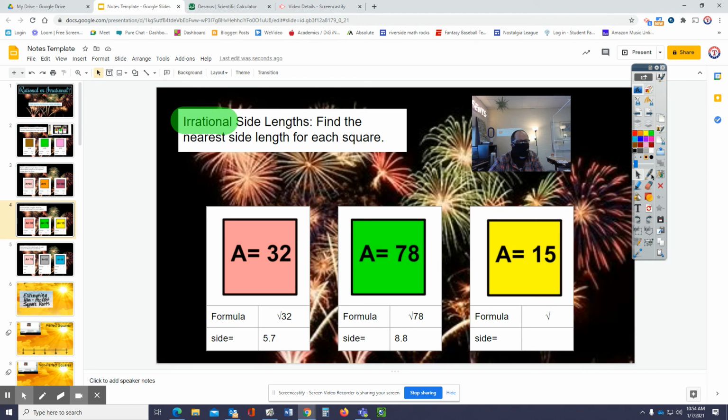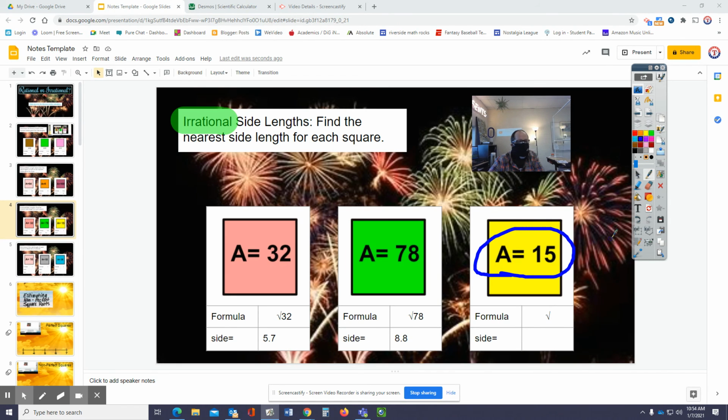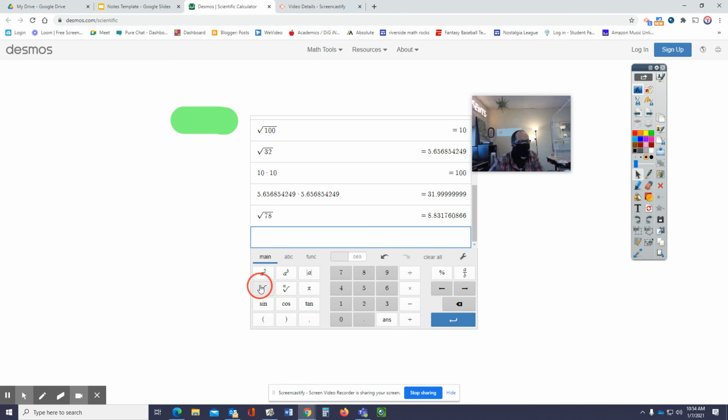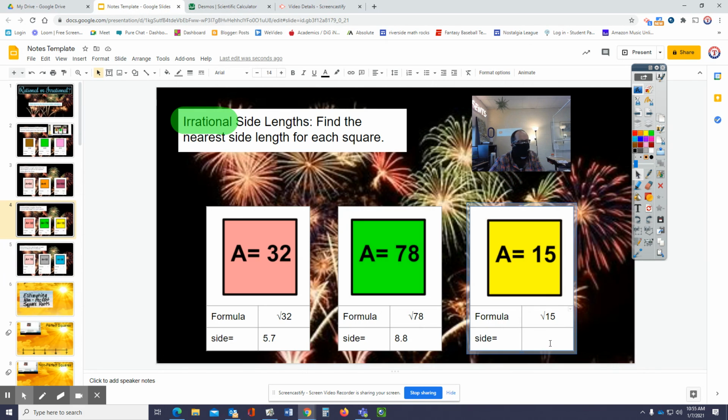And then the last one here, let's take the area of 15. And this time again, I'm going to put 15 in my formula down here. So the square root of 15, type that in. And this time when I go to the calculator, the square root of 15 is going to give me about 3.8729, which we can round to about 3.9. So it's, again, not going to give us an exact value. It's going to be close enough. And those are going to be what we call irrational.